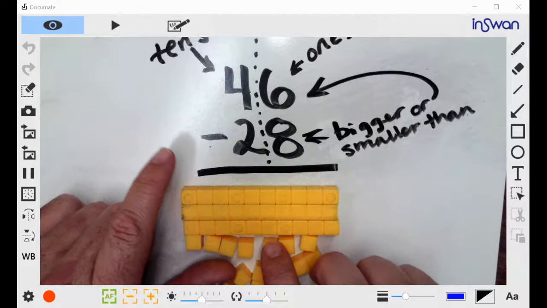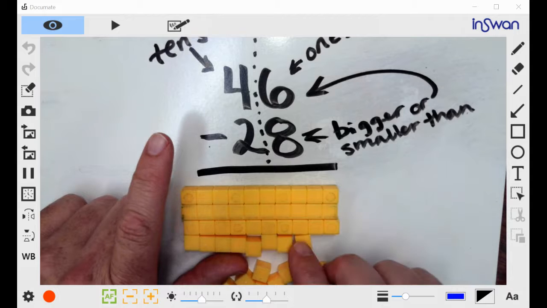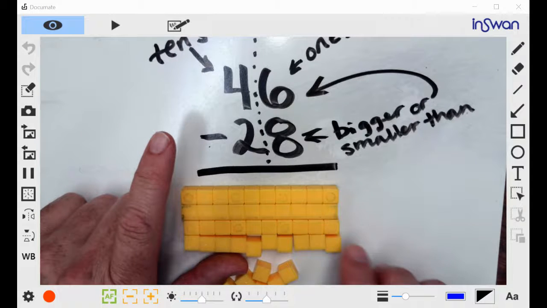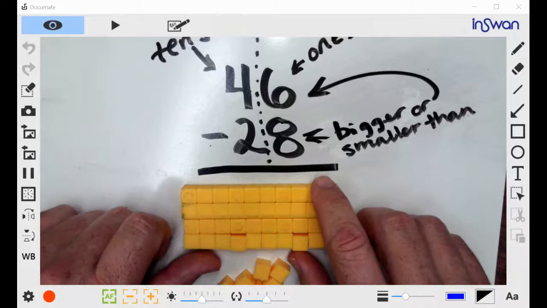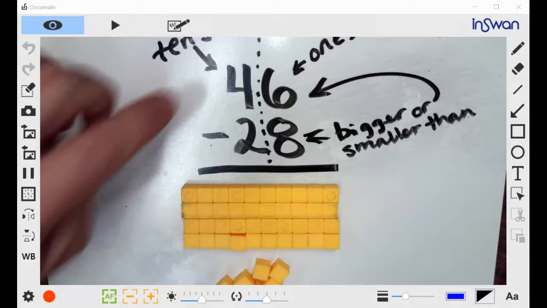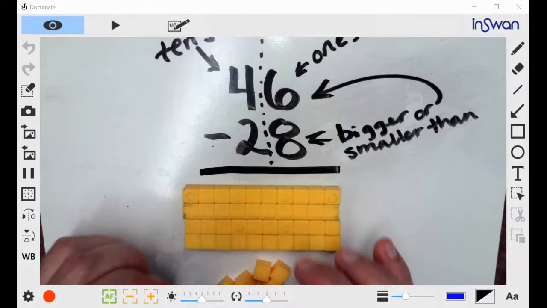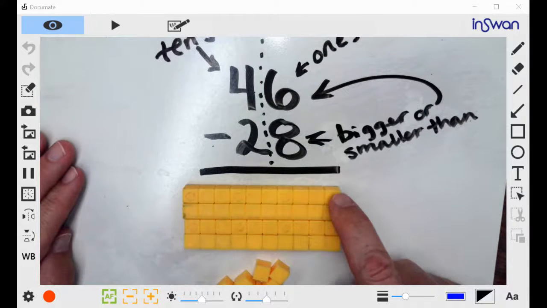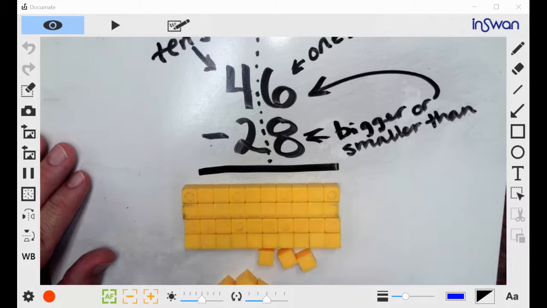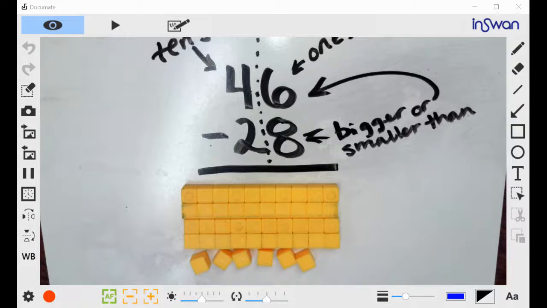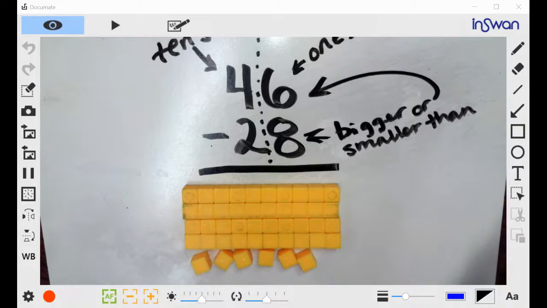So I'm going to check my work by lining up my 10 to make sure that when I start with my problem, I have the exact number that I began with. So my first number is 46, so I count 10, 20, 30, 40, 41, 42, 43, 44, 45, 46. And now that I have done all of my regrouping, it's going to make it easier to remove the blocks.